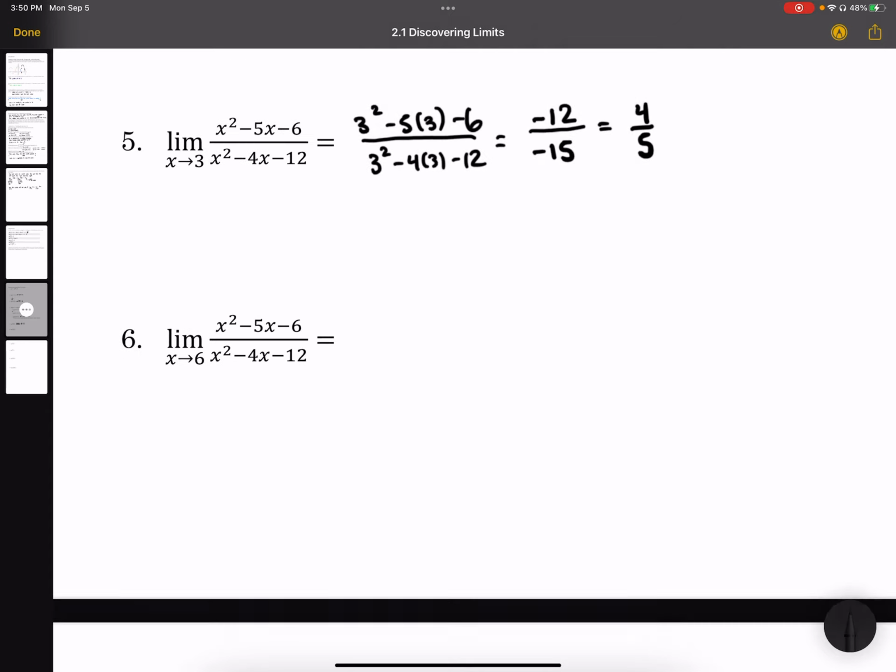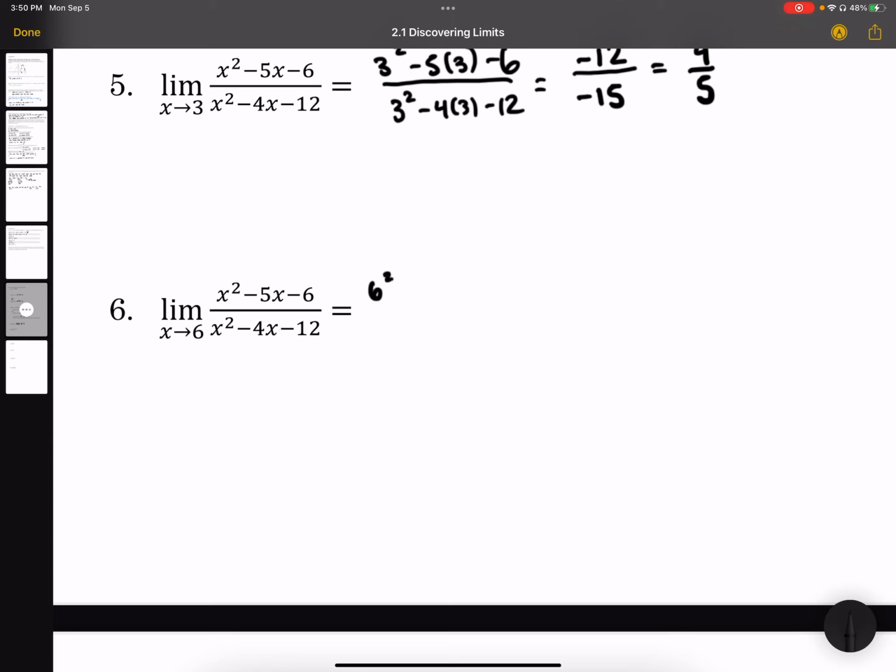For number 6, we have the limit as x approaches 6. So we try to substitute in 6. That's going to give us 6 squared minus 5 times 6 minus 6 divided by 6 squared, excuse me, minus 4 times 6 minus 12. So that's going to give us 36 minus 30 minus 6. So that's going to be 0. And then if we substitute in 6, we get 36 minus 24, which is 12. Minus 12 is 0. So we get this indeterminate form that we were talking about.